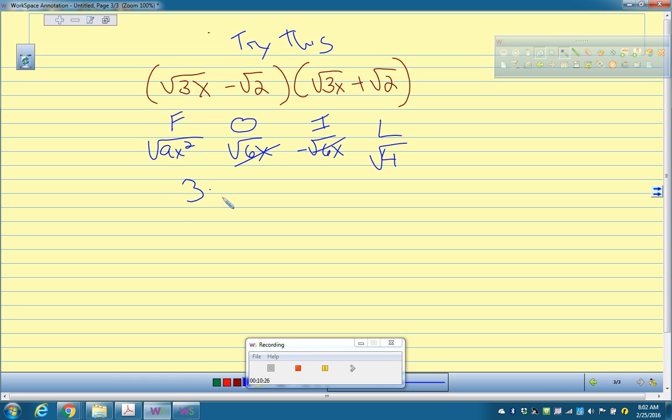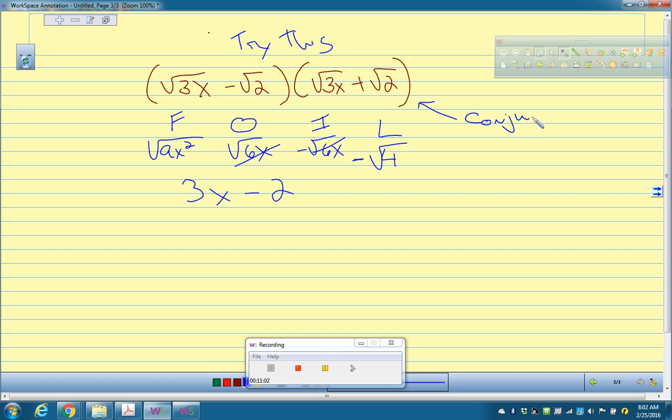And what is the square root of 9x squared? 3x. And what is the square root of 4? 2. Oh, there's a minus sign in front of it, right? Because it's minus root of 2 times plus root of 2, so minus 2. That's kind of neat because it makes all the square roots go away. And these things are called conjugates.